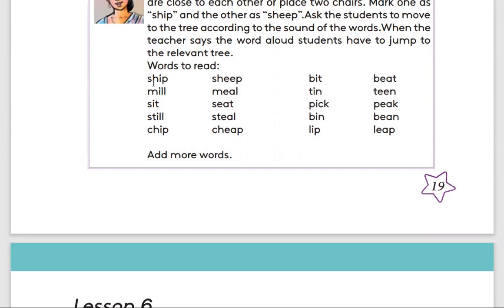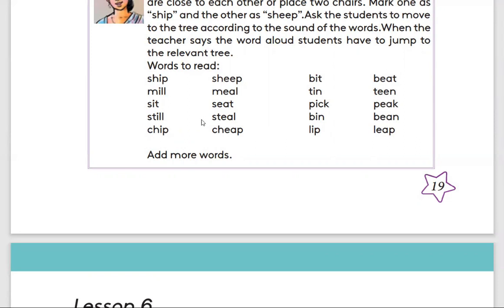Here you can see short I sound words: chip, mill, sink, steel, chip, bit, tin, pick, bin, lip. All are short I sound words. On this side: sheep, mill, see, steel, chip, beat, tin, peak, bean and leaf. Long E sound words, right?